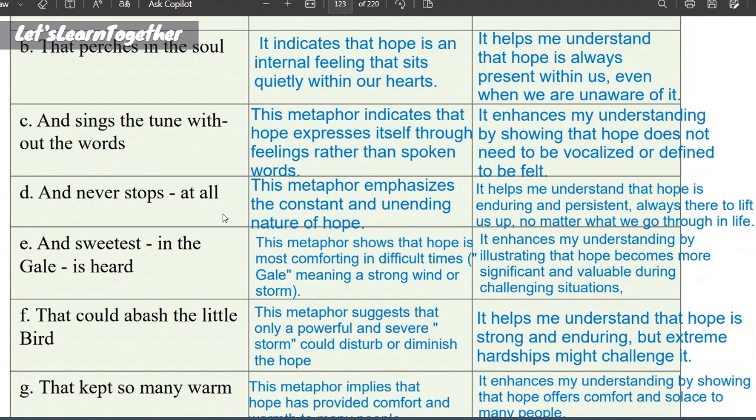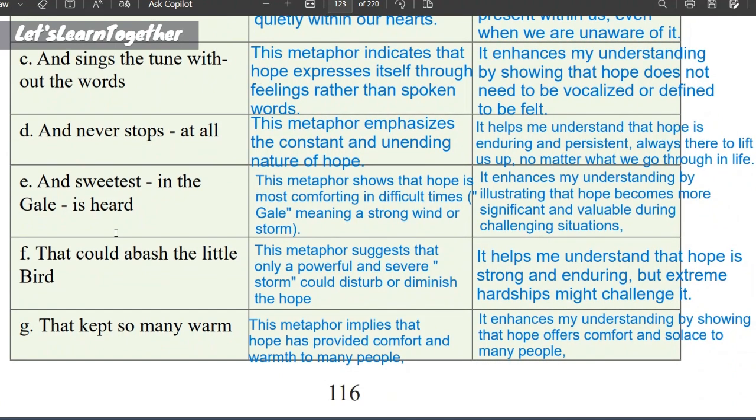The number E says, "and sweetest in the gale is heard." That means hope is the sweetest thing that is heard in even the most difficult times. Here, gale means a strong wind or storm. That means a very difficult situation. In such a difficult situation also, hope stays with us, and we feel that hope and we feel relieved.